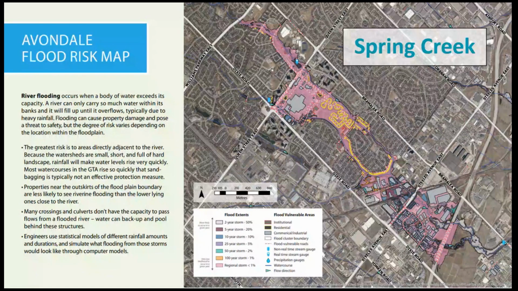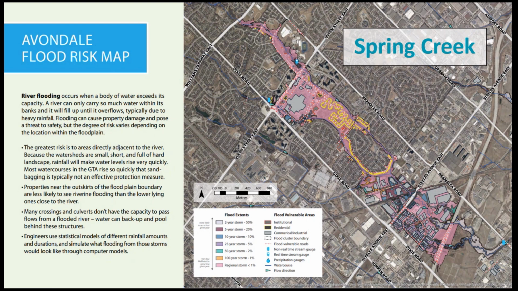So first, we have Spring Creek for the Avondale flood risk map. This flood vulnerable cluster is located on Spring Creek within the Etobicoke Creek watershed. It lies in the Bramalea city center of Brampton near Highway 407 and Bramalea Road. It is a designated special policy area.